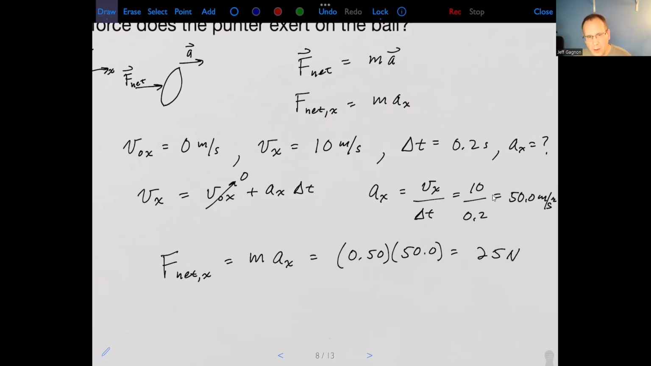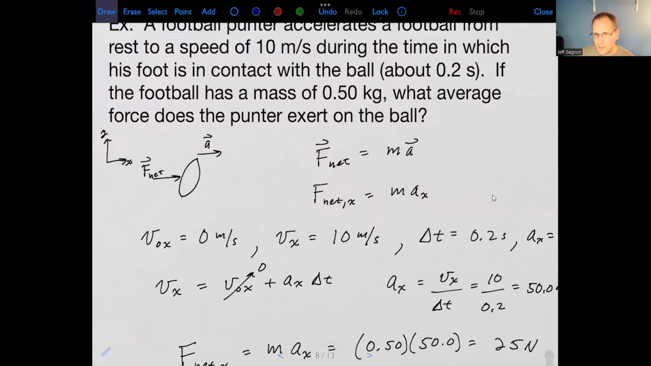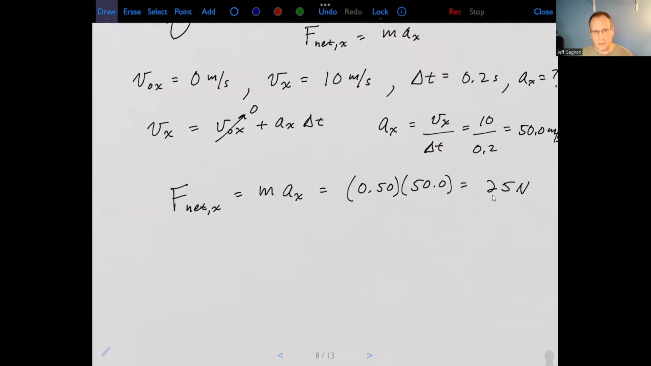So the foot must, assuming constant acceleration, and this force is like a constant force. You can say average force, but you can think of it as a constant force acting over that time period. Then the force that the foot exerted on the ball is 25 newtons. Okay, so that's our answer, 25 newtons.